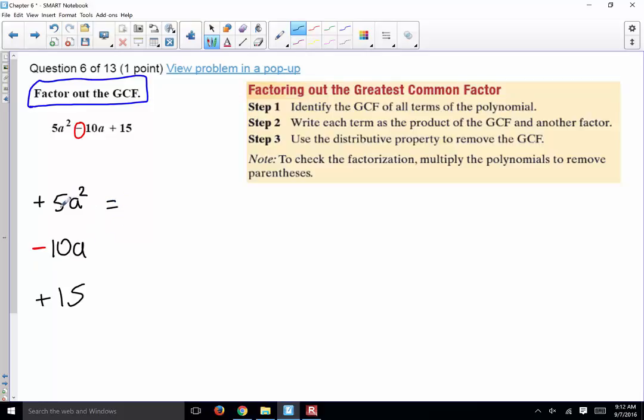And I will break 5a squared into factors. Now number 5. What are the factors of 5? Just 5, right? 5 is a prime. I cannot split it more. A squared has double A. 10 is 2 and 5. I can break 10 as 2 and 5. But A is single. And 15 is 3 and 5 only. Correct?